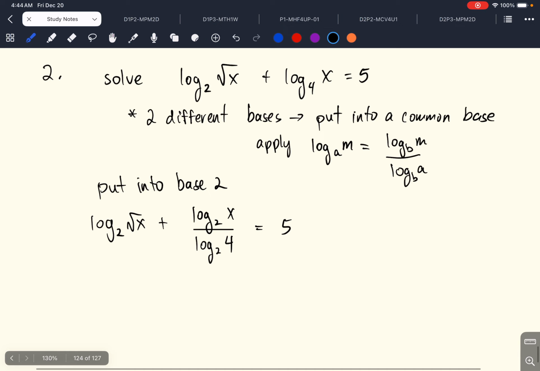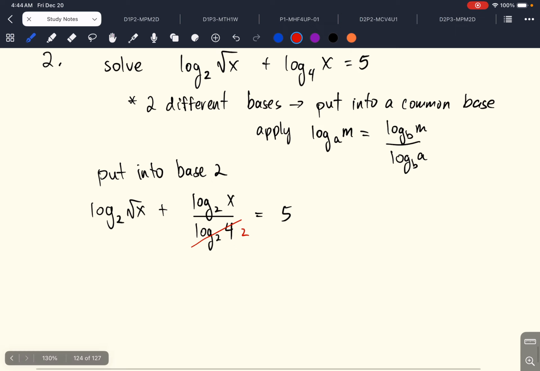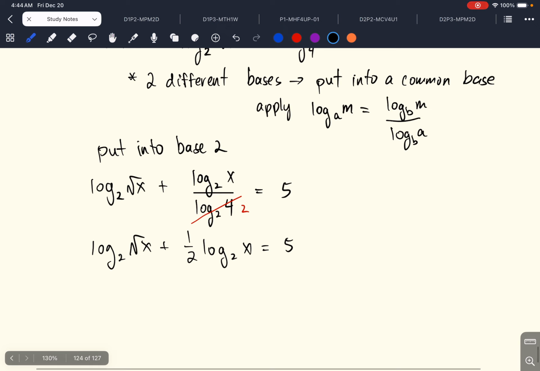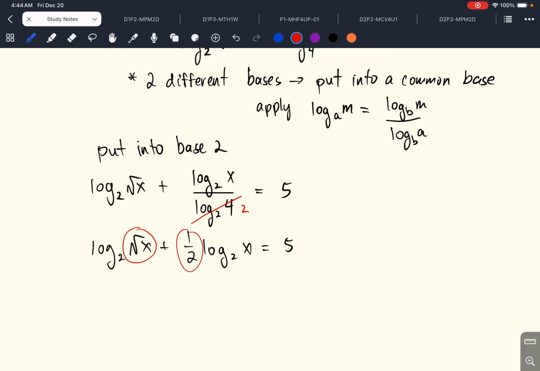Okay, so some simplifications can start happening here. Log base 2 of 4 is just 2, right? 2 squared is 4. And so now I can write this equation as log base 2 of root x plus 1/2 of log base 2 of x equals 5. Okay, and now you can start to see maybe a pattern might emerge. I have the square root of x, but I have also this 1/2 here.